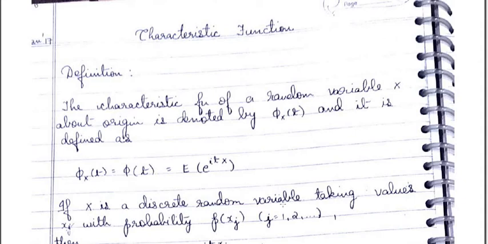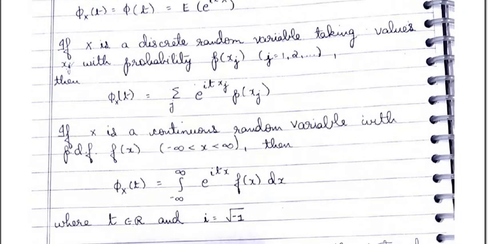The characteristic function of a random variable capital X about origin is denoted by phi_X(t), and it is defined as phi_X(t) is equal to phi(t) is equal to expected e raised to itX. If X is a discrete random variable taking values x_j with probability p(x_j), j running from 1 to n, then we take the formula phi_X(t) is equal to summation over j of e raised to itx_j p(x_j). This is for discrete random variable only.